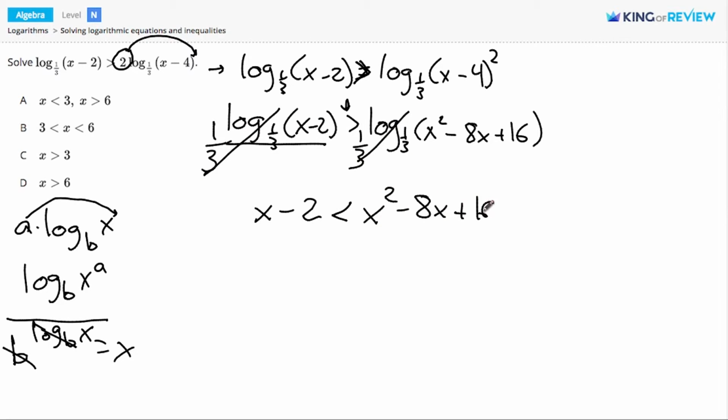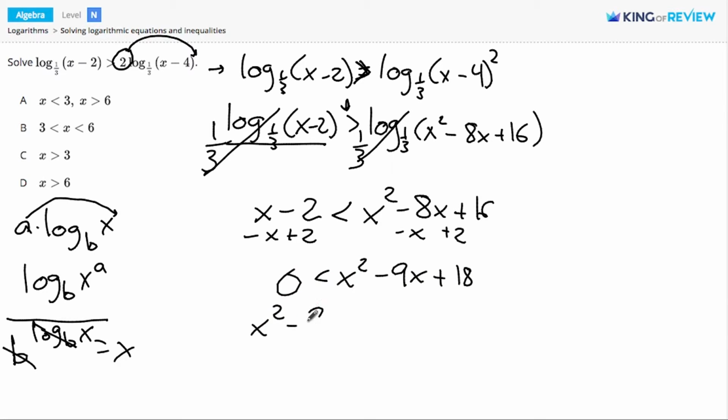If I move the x minus 2 to the other side, subtract x and add 2, I get 0 is less than x squared minus 9x plus 18. I'd like to switch these around so that my x's are on the left side of the inequality, and if I switch around an inequality, the less than turns into a greater than.